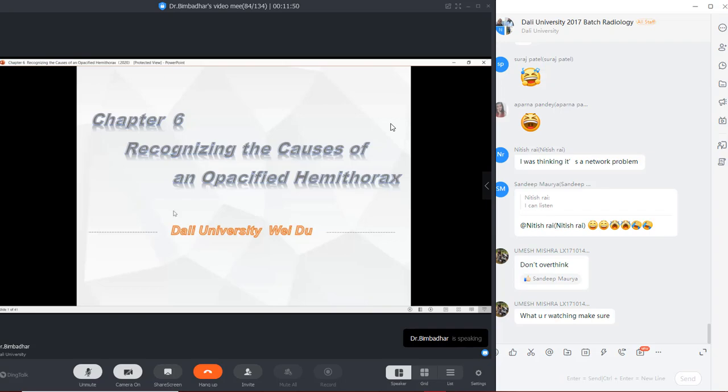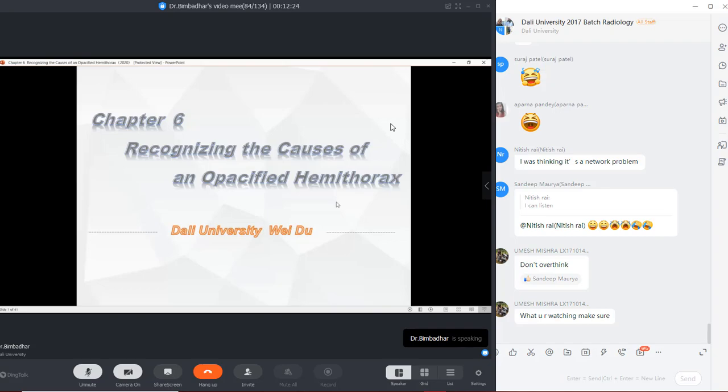We call it an opacified hemithorax. And it is always necessary to understand the causes of the opacified hemithorax because the confirmation diagnosis is made on radiology itself. It is entirely different from airspace disease and interstitial lung disease. So there are specific causes and they have specific radiographic features, and you cannot confuse this opacified hemithorax with the causes of airspace lung diseases or interstitial lung diseases.